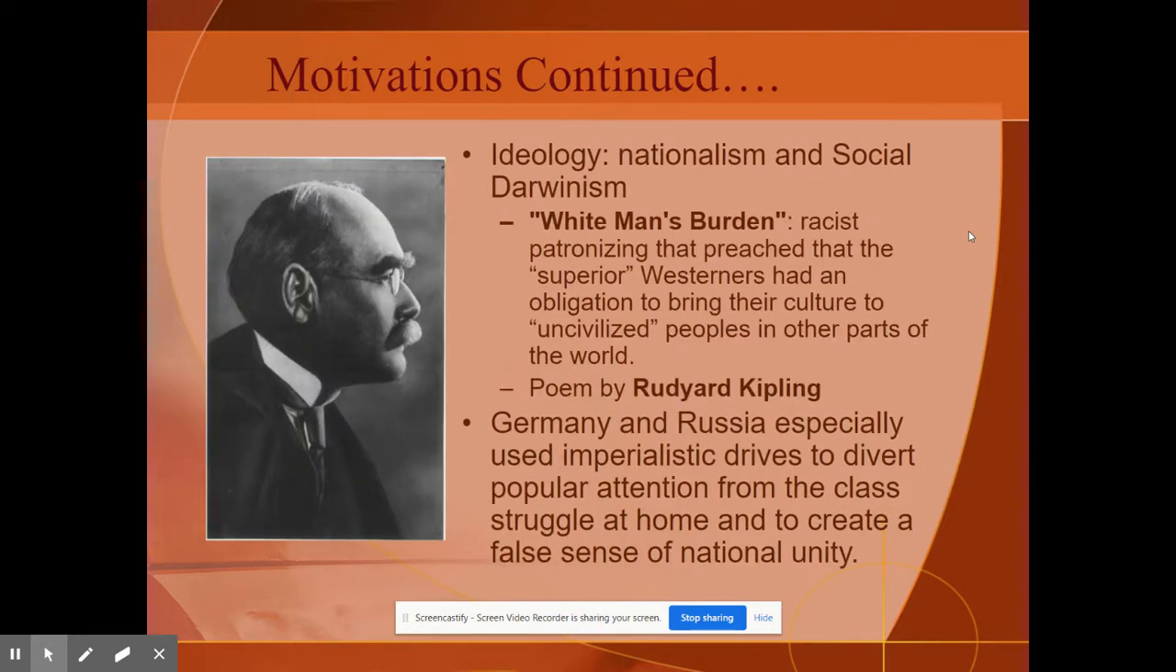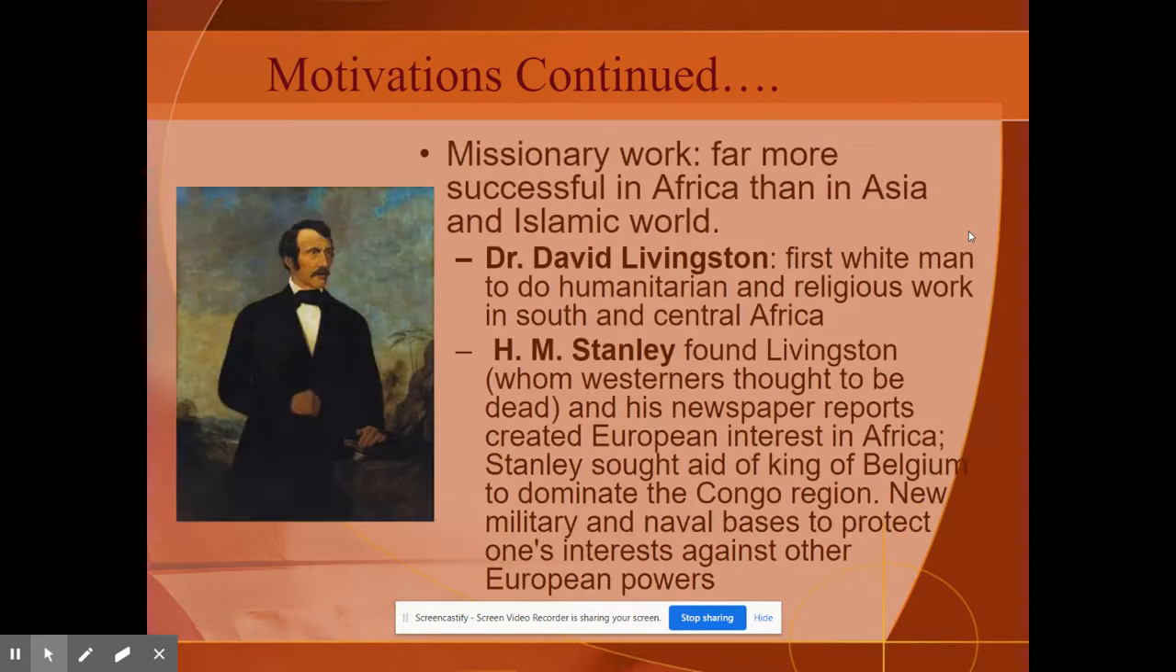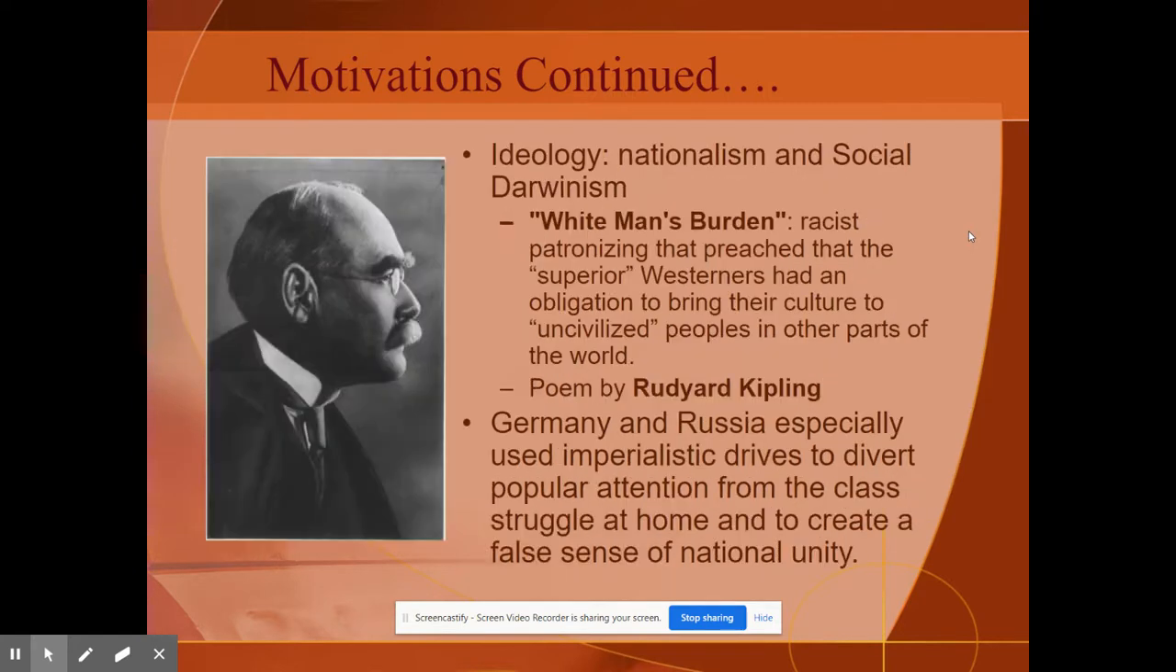We're talking about that. Another motivation, besides Livingstone's humanitarian and religious idea, is this: there is a religious connotation to this of going in and saving these people. There also is this ideology of nationalism and social Darwinism. One of the readings you have is Kipling's White Man's Burden. We'll talk about that one in class. But this idea that these are uncivilized savages that must be taken care of and that we are superior.